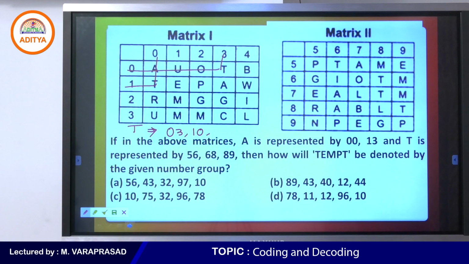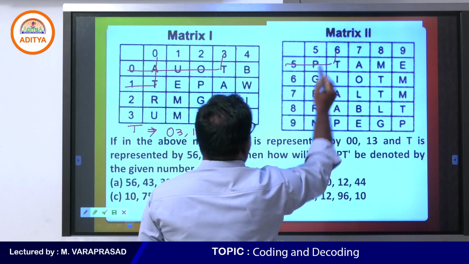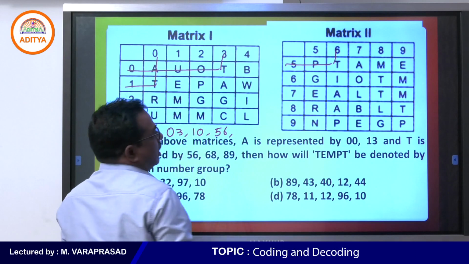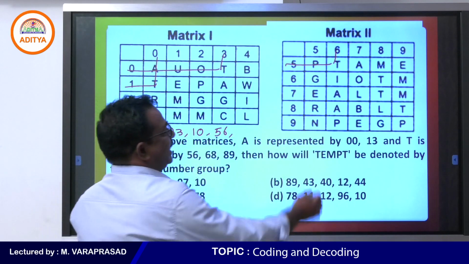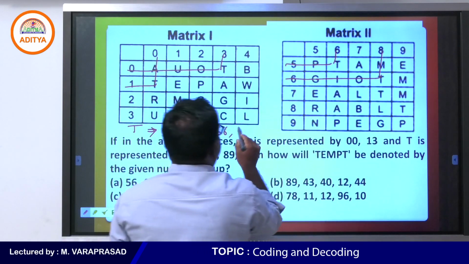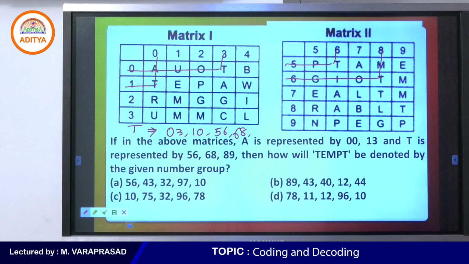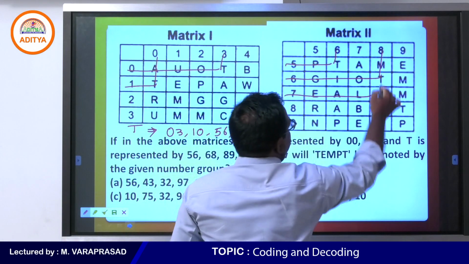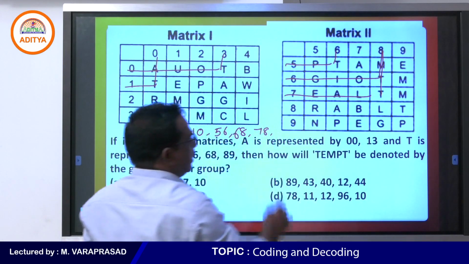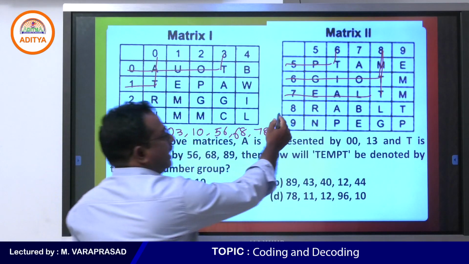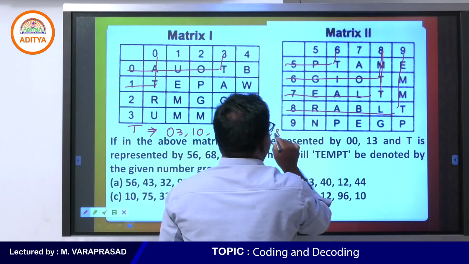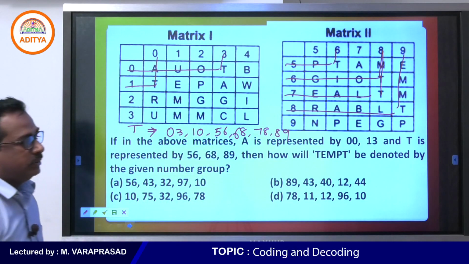Next one, in what ways can T be denoted? T can be denoted 56. Next one, T can be denoted 68. Next, T can be denoted 78. Next, T can be denoted 89. These are the many ways T can be denoted.